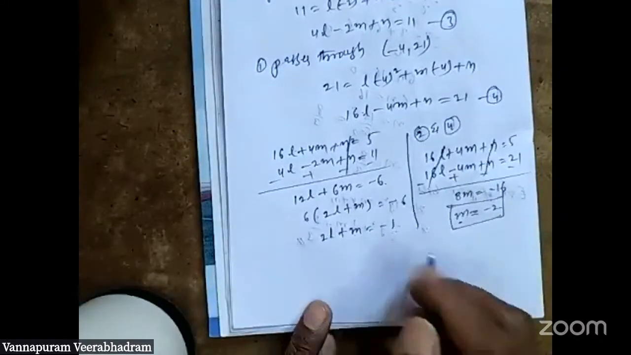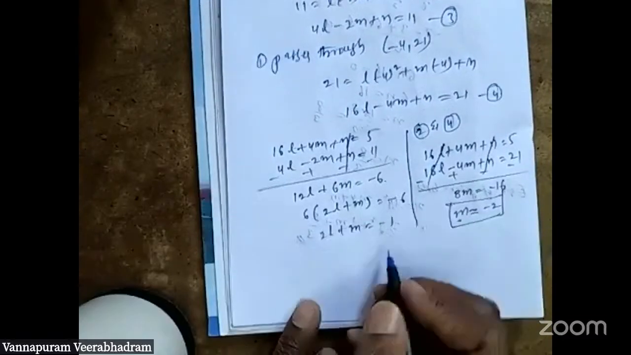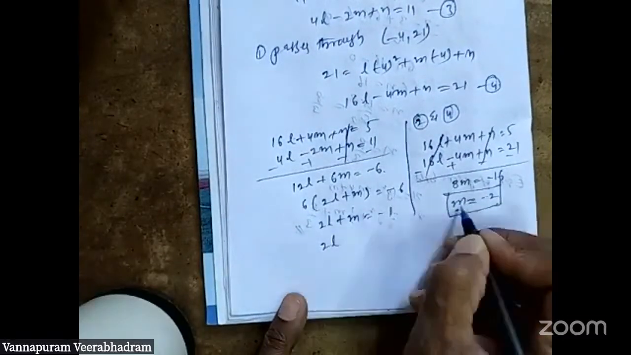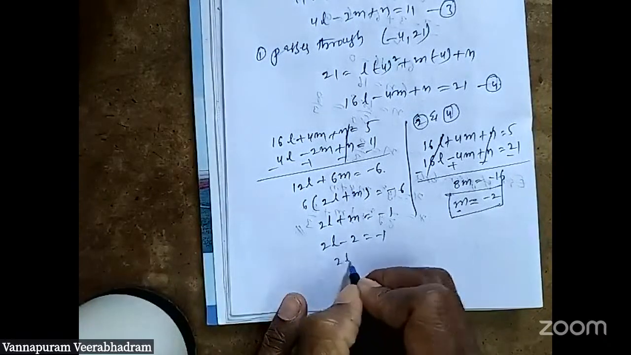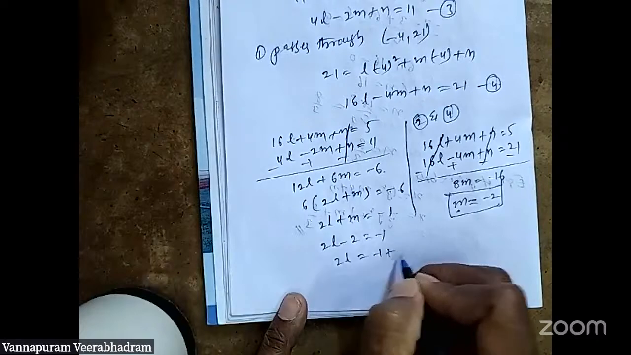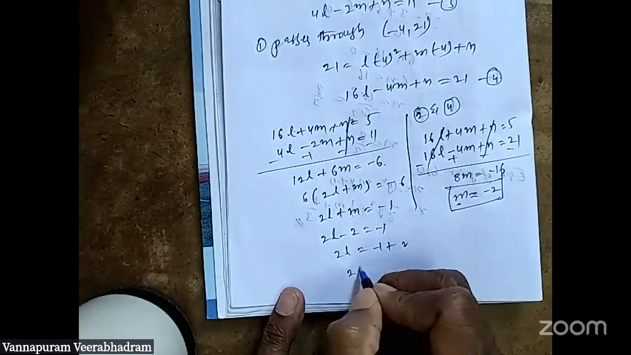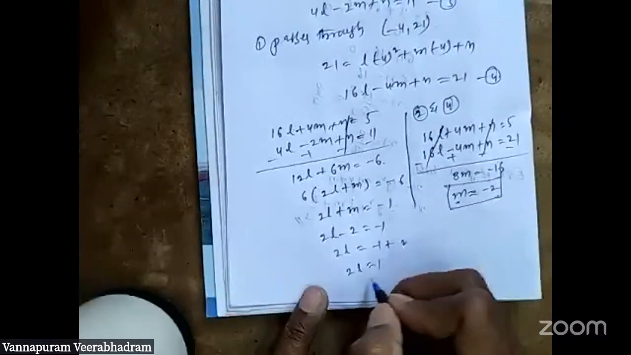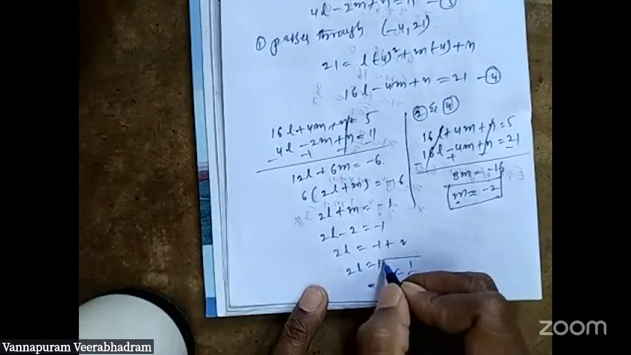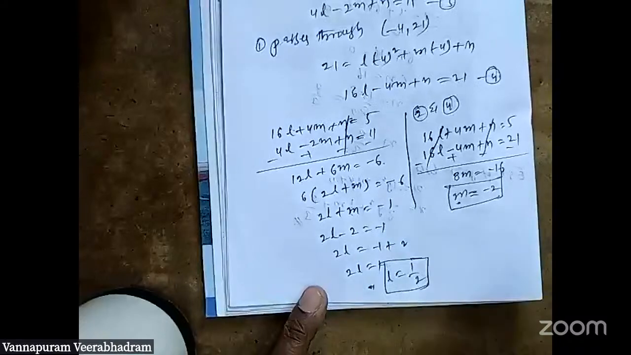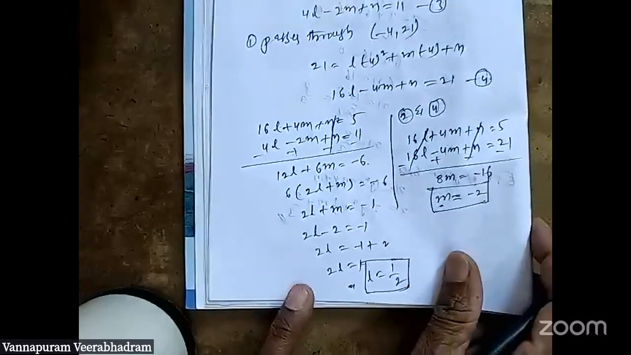Substitute the value of m here, that is 2L minus 2 equal to minus 1. So that is 2L is equal to minus 1 plus 2. 2L is equals to 1. So that implies L equal to 1 by 2. Here we got the value of L. Next, solve for the n.